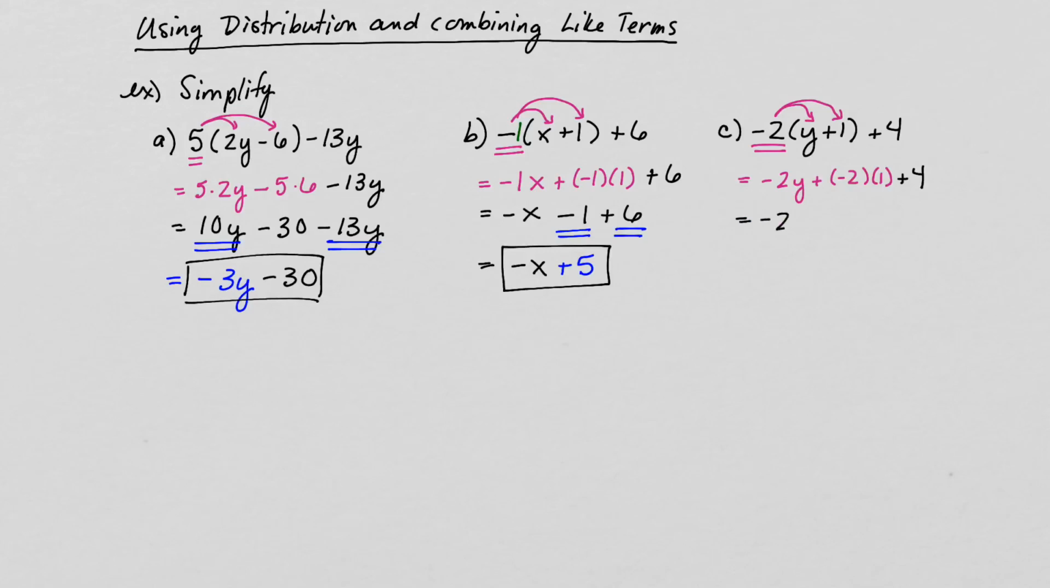So we have negative 2y minus 2 plus 4. The only like terms here are the minus 2 and the positive 4. If I combine them together, I have negative 2y, and then negative 2 plus 4 is positive 2. Again, this negative 2y has a y and this one does not have a y, and so this right here is my final answer.